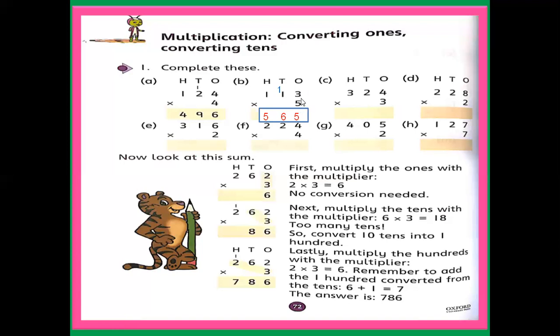What is ones here? 3. With tens, it means 1. With hundreds, 1. Okay, so 5 threes are 15. Write 5 here. 1 will go to add into tens. So write 1 a little above. First multiply. 5 ones are 5, and then add 1. 5 ones are 5 plus 1, 6, and 5 ones are 5.